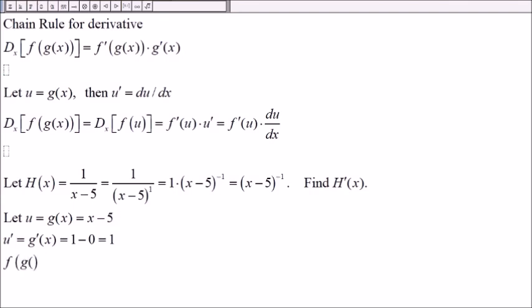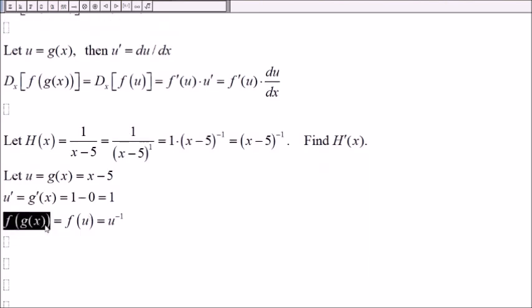So f of g of x will be the same as f of u, which will be u to the negative 1, because u is x minus pi. And the derivative here, which is the derivative of f of u, using the power rule, we get negative 1 times u to the negative 1 minus 1. So this will be negative 1 u to the negative 2.